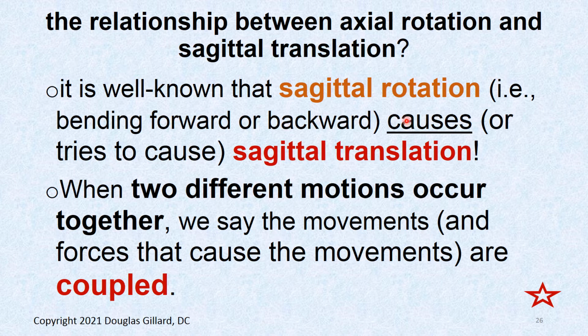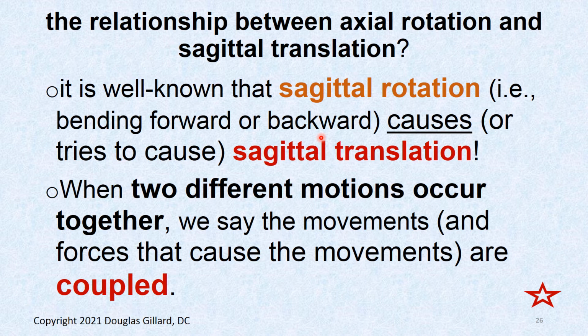Well, it's well known that sagittal rotation, that's a bending forward or backwards, flexion and extension of the lumbar spine or of the neck, imparts a slipping force, a sagittal translation. Sagittal rotation causes the vertebrae to want to move forward or backwards. So what's the word for forward or backwards? Sagittal translation. So these two forces are said to be coupled together.